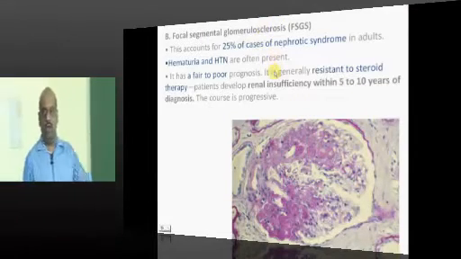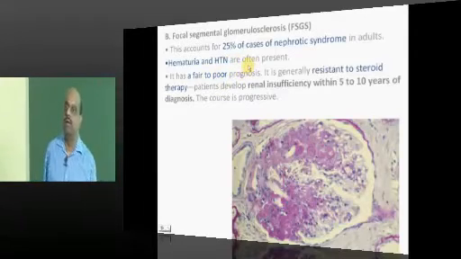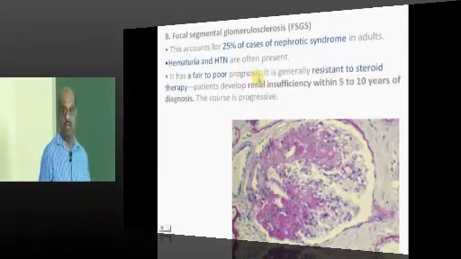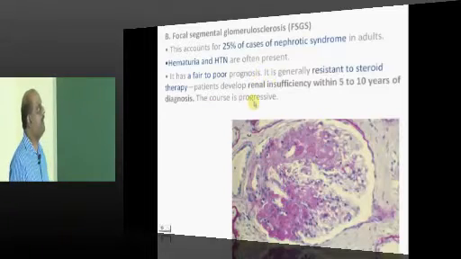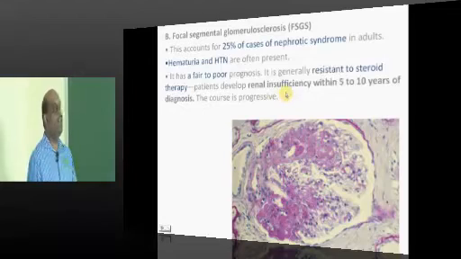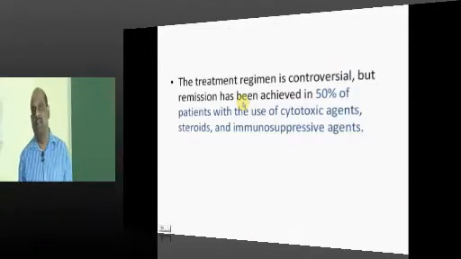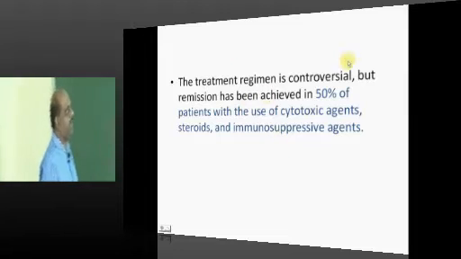In addition to nephrotic syndrome, they will also have hematuria and hypertension. But the prognosis is poor, generally resistant to steroid therapy. Ultimately, they develop chronic kidney disease and they will die within 5 to 10 years with a progressive deterioration, is what we need to fundamentally remember.